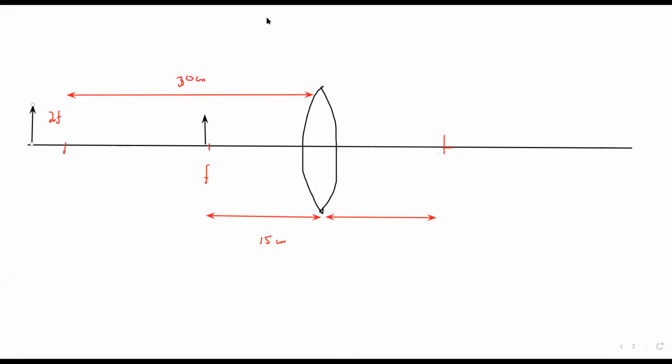So what is the approximate range we can use? We cannot place the object within 15 centimeter. If I place an object within 15 centimeter, the image will be a virtual image, and a virtual image cannot be taken or seen on a screen.